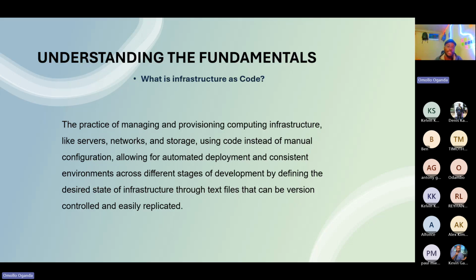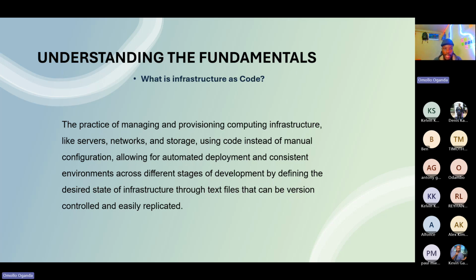Now, we need to understand the fundamentals. The first question is, what is infrastructure as code? Infrastructure as code is the practice of managing and provisioning computing infrastructure like servers, networks, and storage using code instead of manual configuration, allowing for automated deployment and consistent environments across different stages of development by defining the desired state of infrastructure through text files that can be versioned, controlled, and easily replicated.